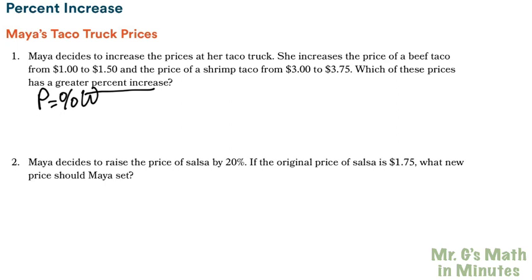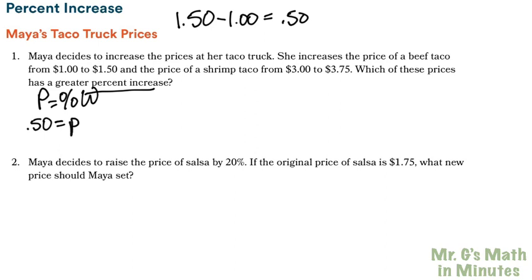And in this particular case, our part is going to be how much it decreased or how much it increased in this particular case. Next lesson is going to be decrease. So these prices went from $1 to $1.50, which means that she increased it by 50 cents. So that's going to be our part. Our part is going to be a 50-cent increase. We are looking for the percent, so we're going to go ahead and put a variable there.